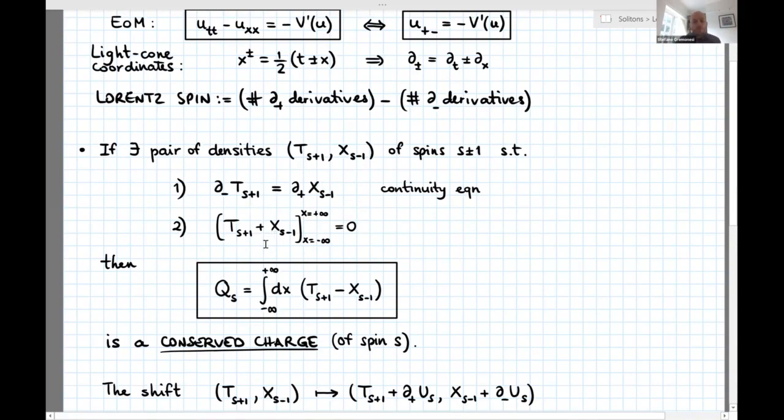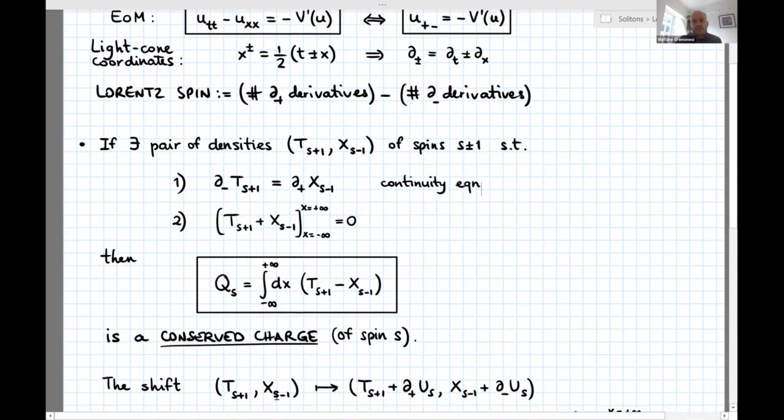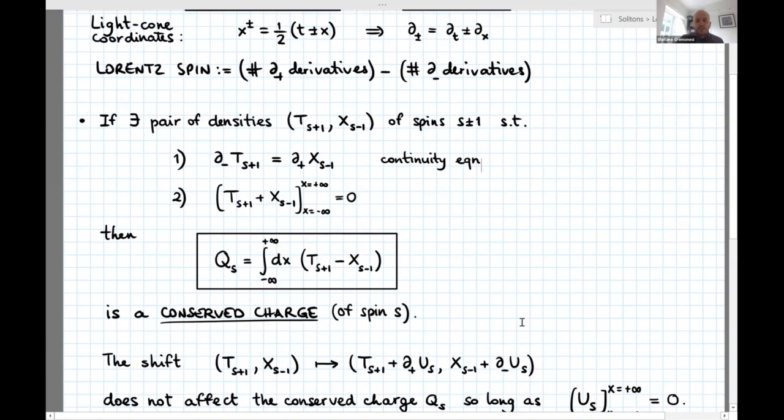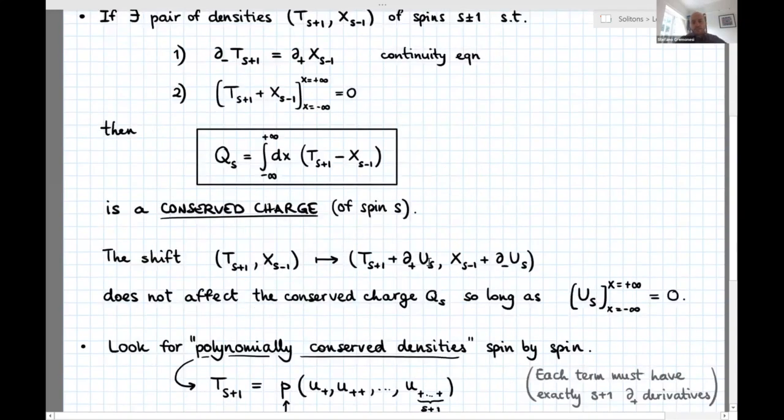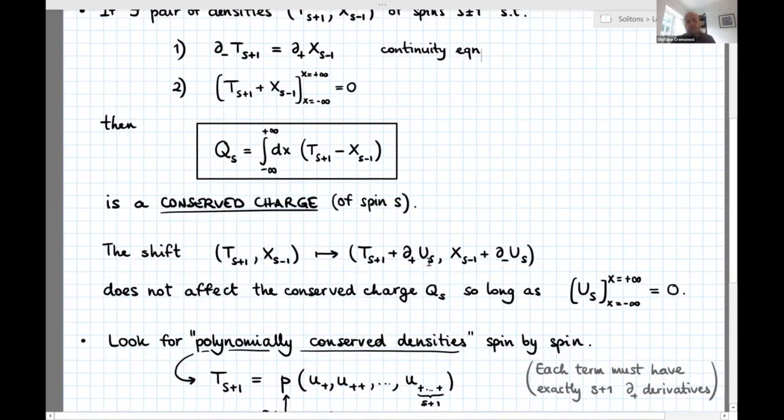And we also observed that if we shift the densities t and x by total x plus and x minus derivatives of the same function u of a fixed spin s, then so long as this function has, again, finite and equal limits at plus and minus infinity, again, this conserved charge is unaffected. So we'll always drop terms which are total derivatives of functions which have the same limits at plus and minus infinity for the purpose of finding the conserved charge.